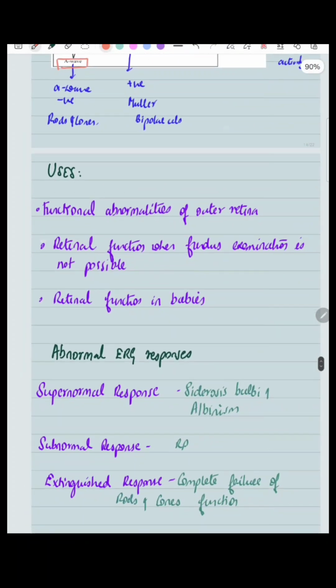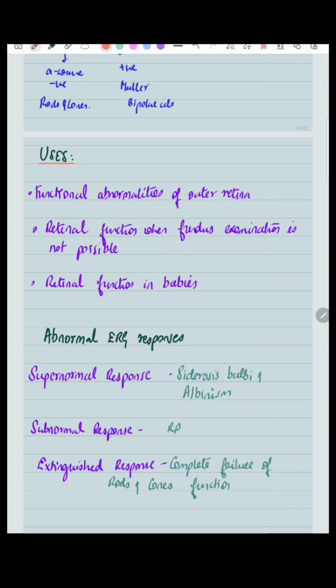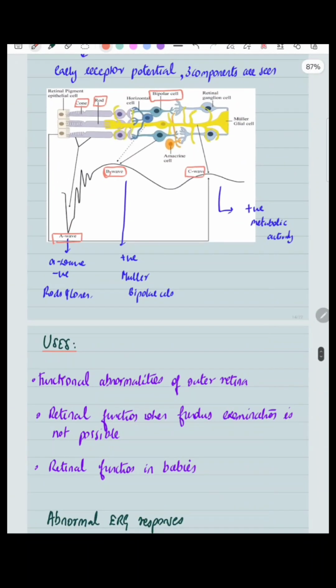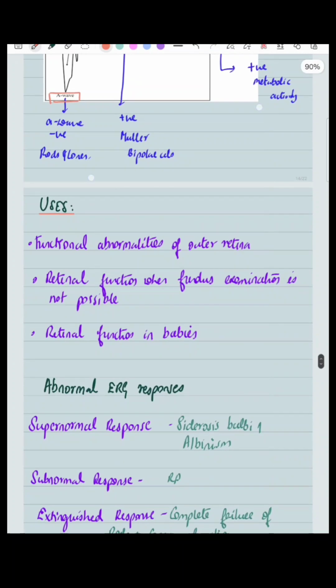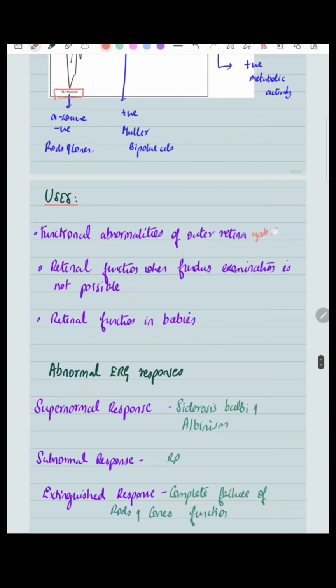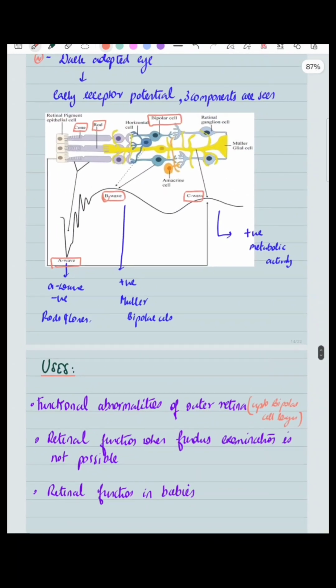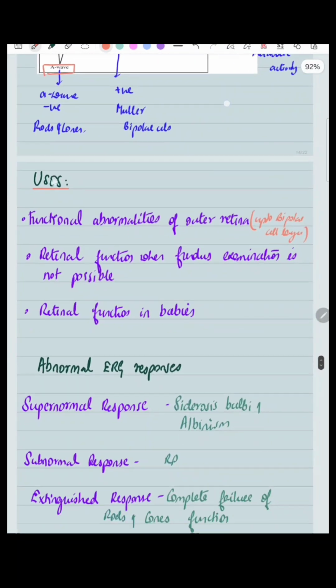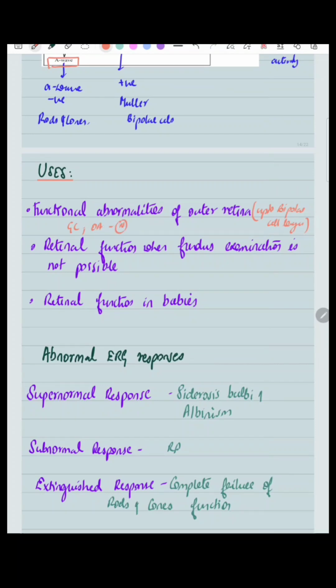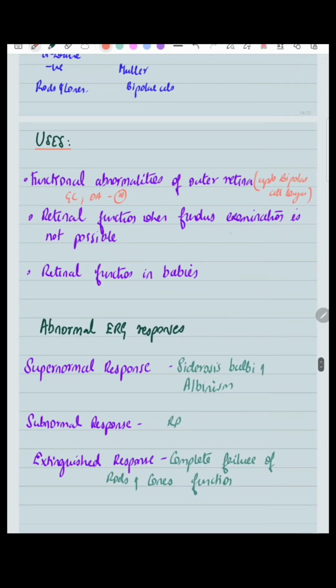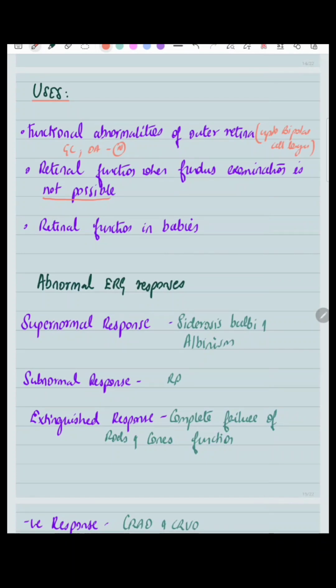Now the uses of this ERG: functional abnormalities of the outer retina, that is up to the bipolar cell layer, can be known much before the ophthalmic signs appear. ERG is normal in diseases involving ganglion cells and higher visual pathways, like optic atrophy. Then it is used to assess retinal function when fundus examination is not possible, like in cases of dense cataract or corneal opacity. It is also used to assess retinal function in babies when impaired vision is suspected.